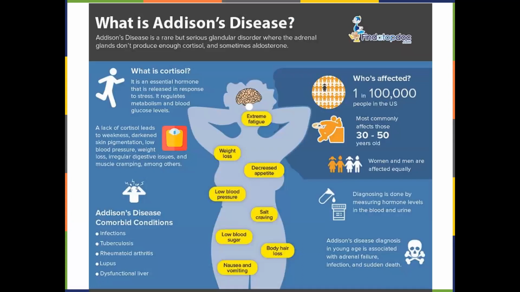Okay. Addison's disease, who gets it? Well, about 1 out of every 100,000 people get it. It's equally distributed among men and women. We measure cortisol levels, we measure aldosterone levels. Fatigue, weight loss, loss of appetite, very low blood pressure, desiring salt because you're not retaining much salt. Your blood glucose levels are very low because you're not producing enough cortisol. You have nausea and vomiting, and you lose your body hair.